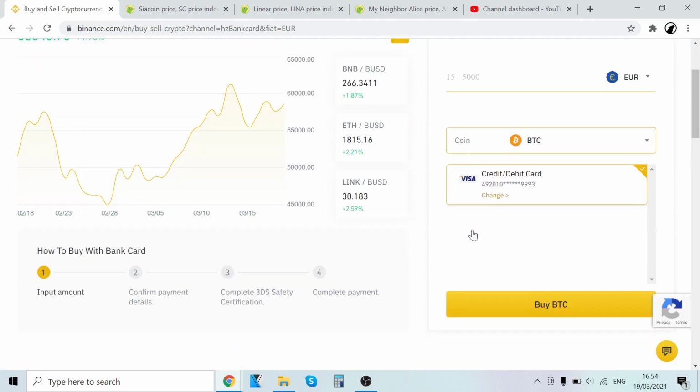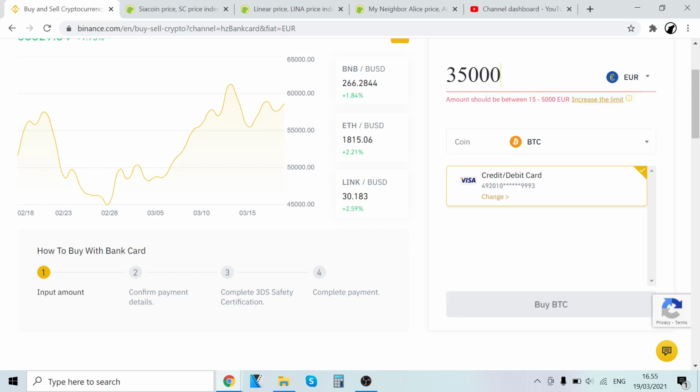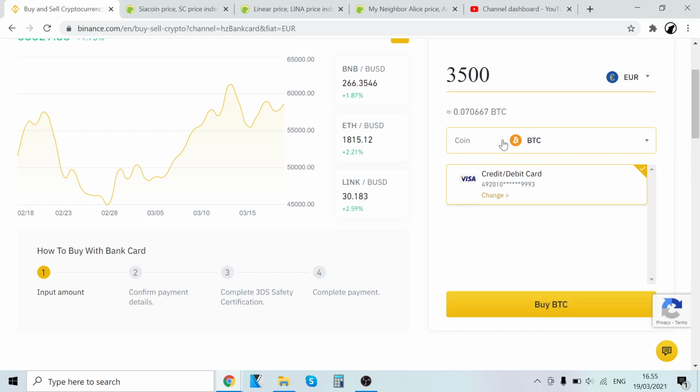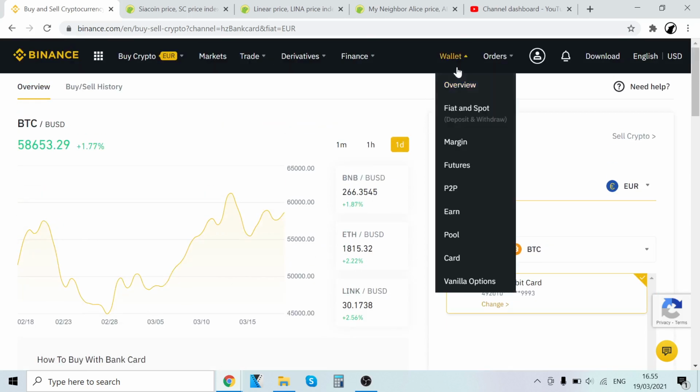All you have to do here is basically select how much Bitcoin you want to buy. It's automatically selected on Bitcoin. So follow these rules here. So how to buy with bank card: input amount. You select how much Bitcoin you want to buy. Then just confirm payment details, complete safety verification, and after that complete payment. And yeah, just select how much you want to buy, click buy BTC, then order it.